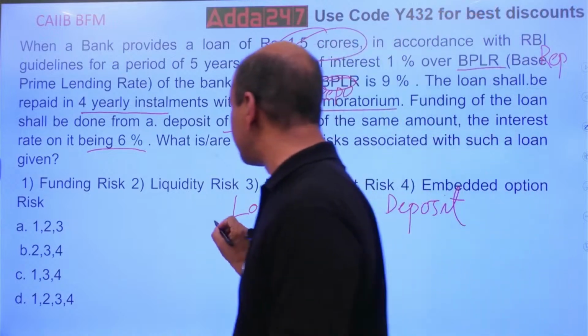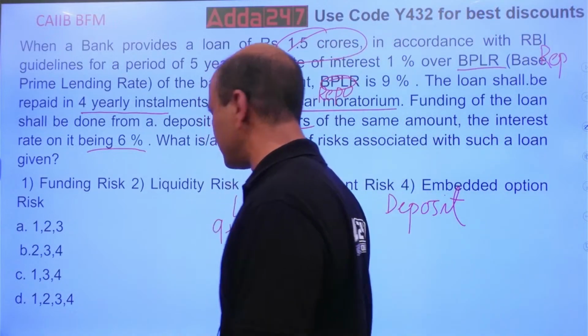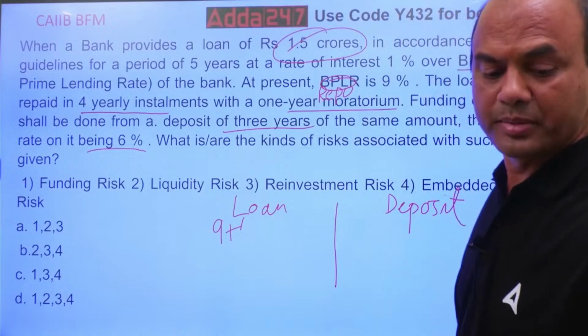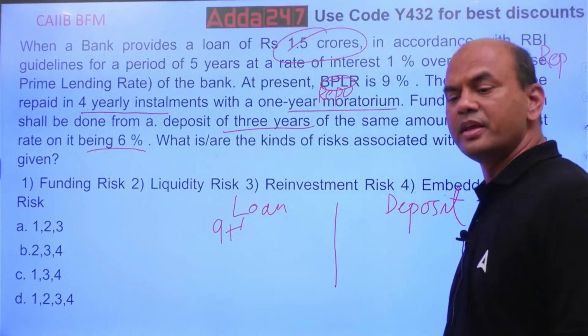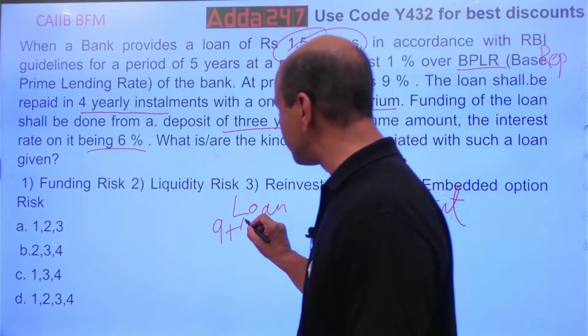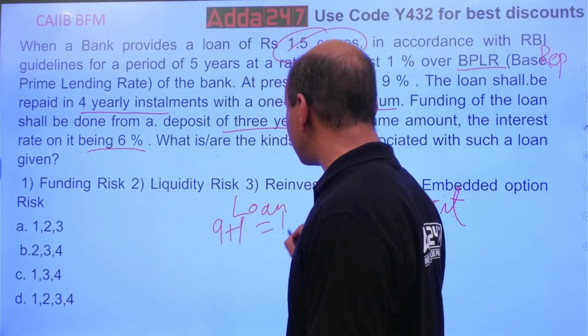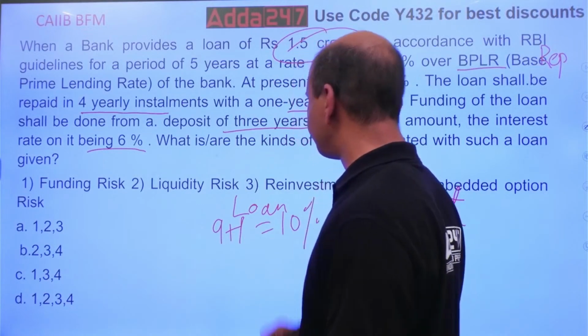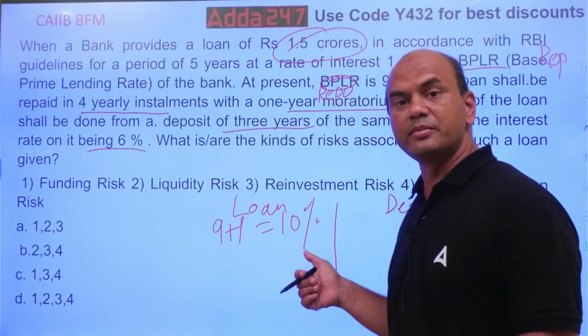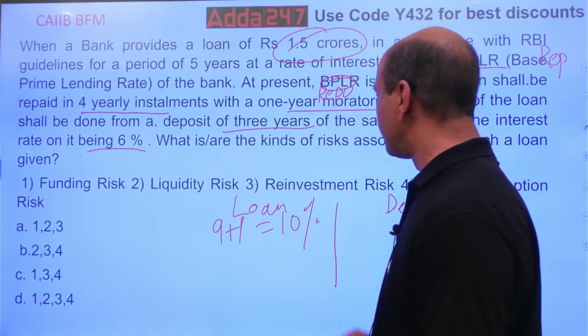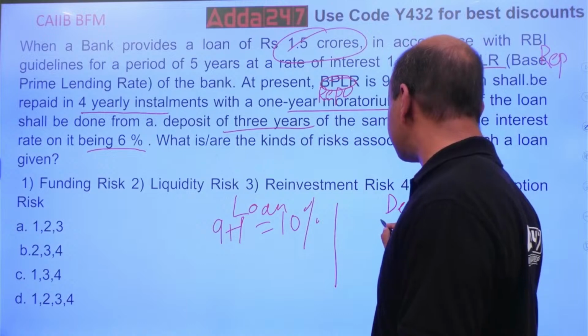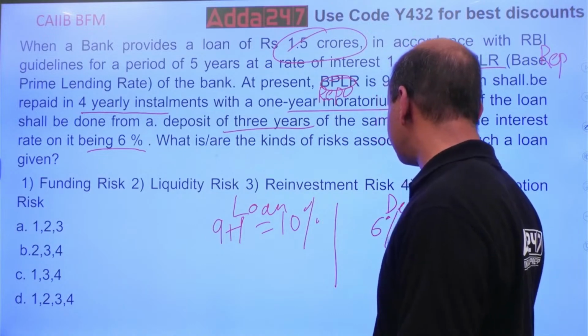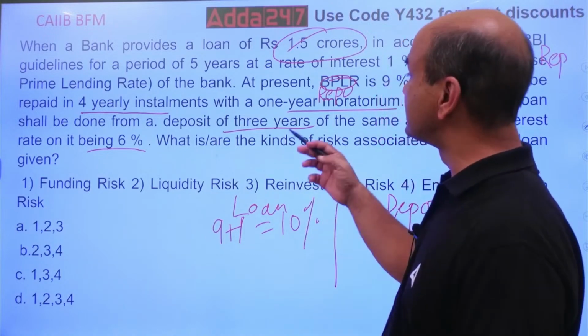So my loan rate is what? 9 plus 1. So it is 10%. So my loan rate is 10%. Got it? Loan rate is 10%. What is the deposit rate? 6%.